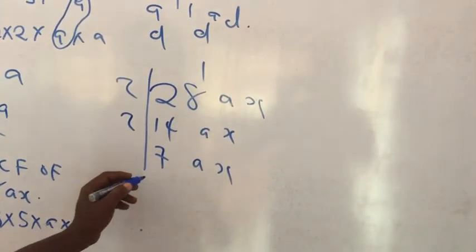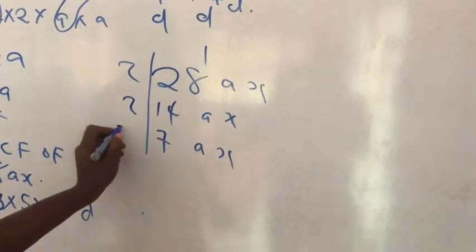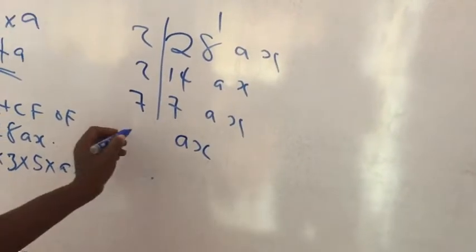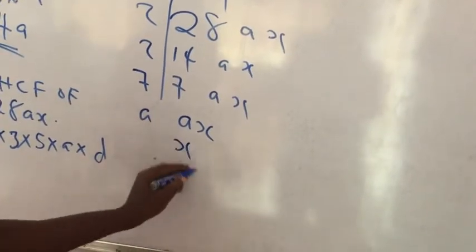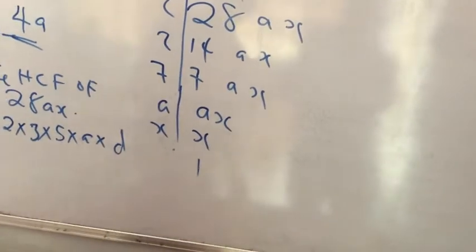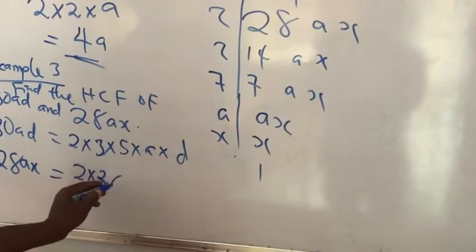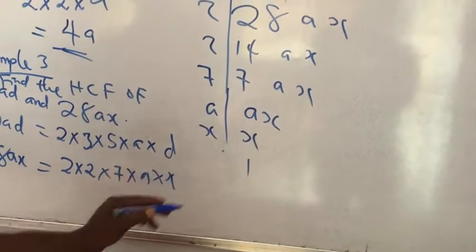2 in 7, no. 3 in 7, no. 4 in 7, no. 5 in 7, no. So 7 in 7, that's 1, meaning we have AX. A in A, you have 1. So X in X, you have 1. So that means we are left with 2 times 2 times 7 times A times X.